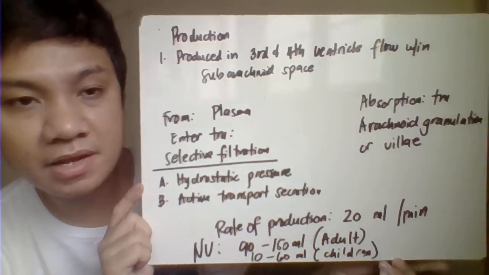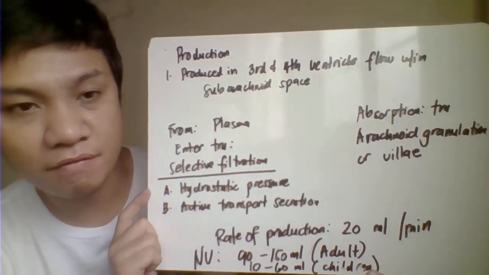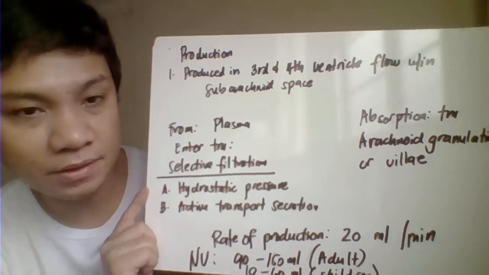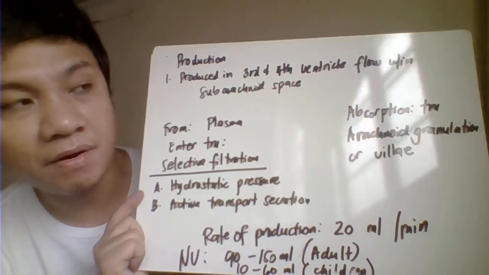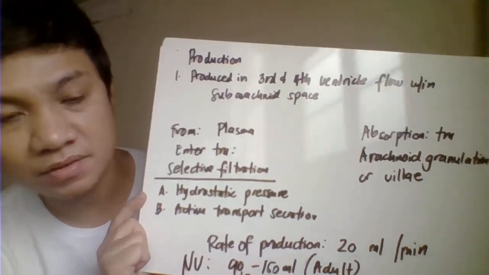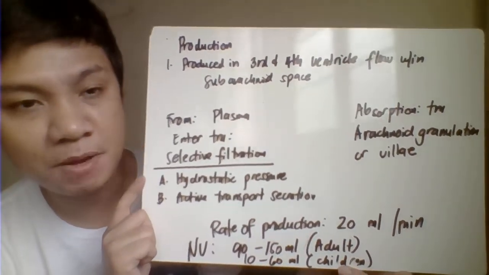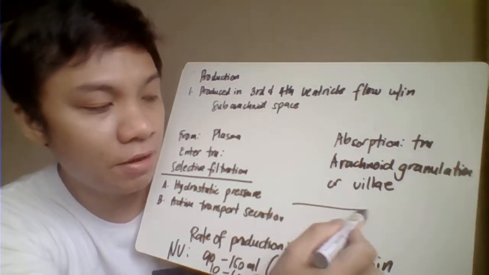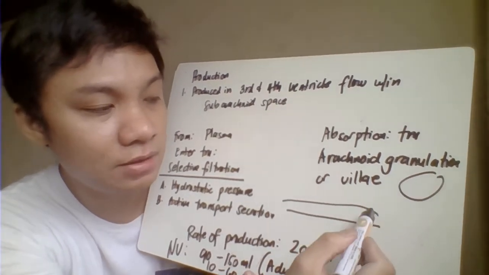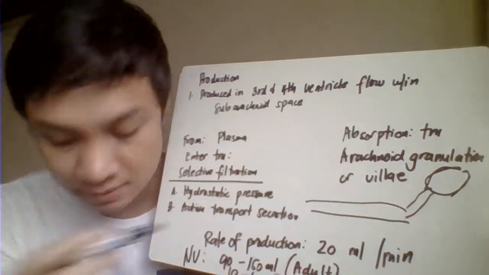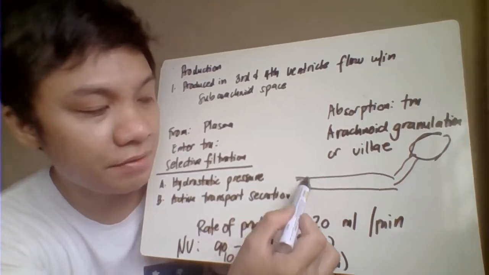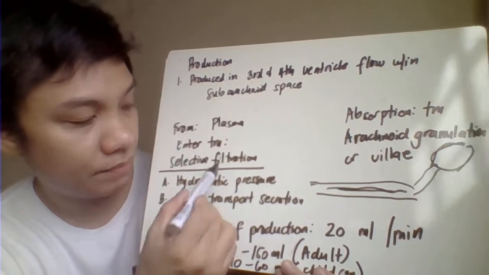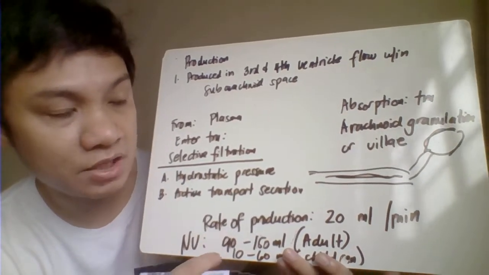Okay, basically the CSF is produced in the third and the fourth ventricles and flows within your subarachnoid space. But aside from your ventricles, some of the volume of your CSF is also produced out of your plasma. It comes from our plasma, or from your blood. So if this is our bloodstream, and here is our CSF, it can enter our CNS. How does it enter from your blood? If this is your plasma, how does it get into our CSF? That is through your selective filtration process.